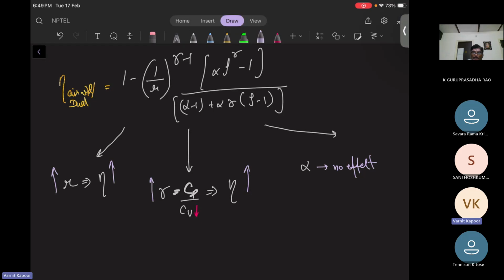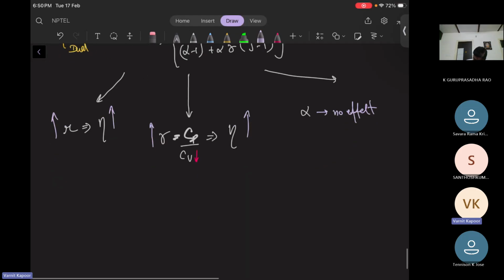So we have seen the three terms and their effects, that is R, gamma and alpha. Next, the last term, that is your rho. Now rho has a very drastic effect. Let us see the next term, that is rho, your cutoff ratio.